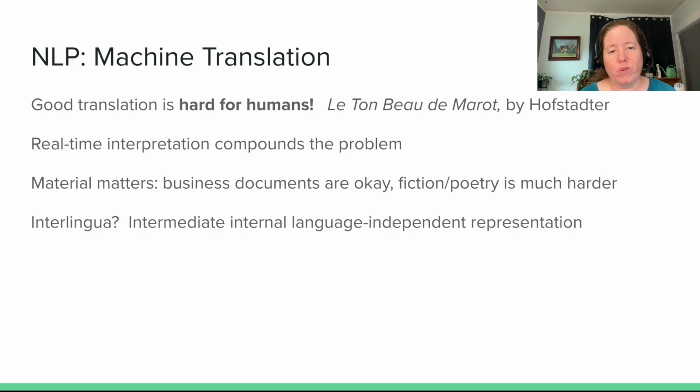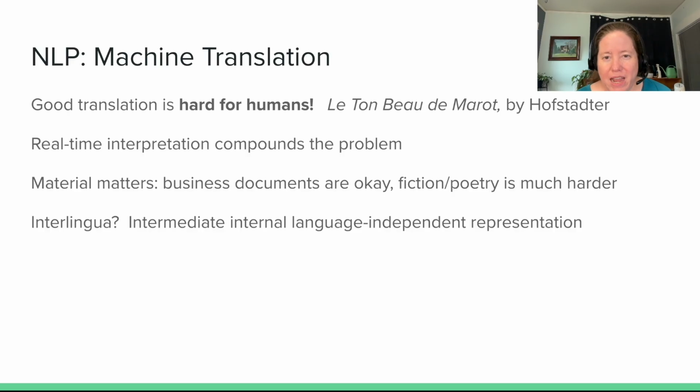There's a great book called Le Tombeau de Marot, written by Douglas Hofstadter, who's a big name in artificial intelligence. He's talking about a very small, simple poem that he likes that was in French, and the many, many different ways you could translate that poem. So if you want to do on-the-fly machine translation, that's an even harder task.